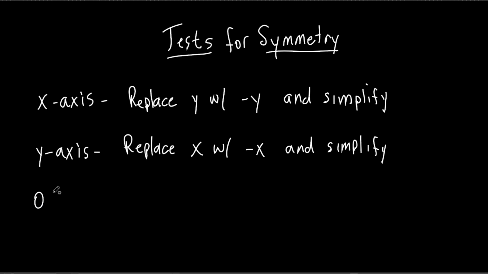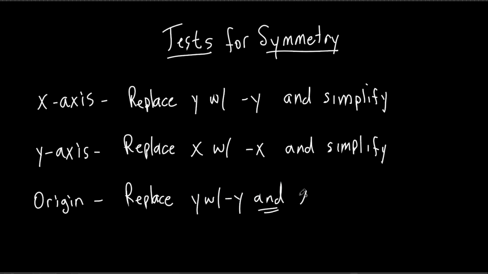What's the other thing we need to see? We need to test if it's symmetric to the origin. So guess what we're going to replace with this one? The x and the y. Very good. So replace a y with a negative y and an x with a negative x. And I don't need to write the rest down. You're going to simplify it. You're going to compare it to the original. If it's exactly the same as the original, then it's symmetric about the origin.